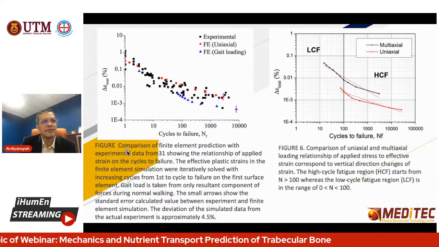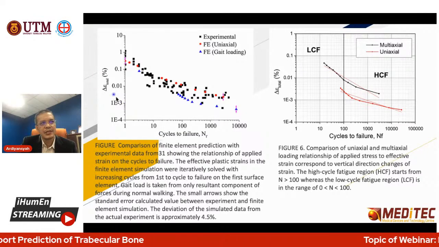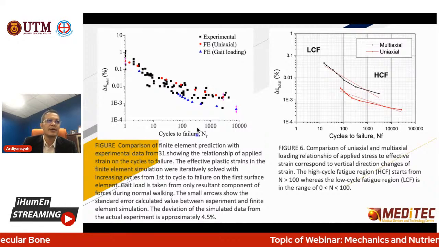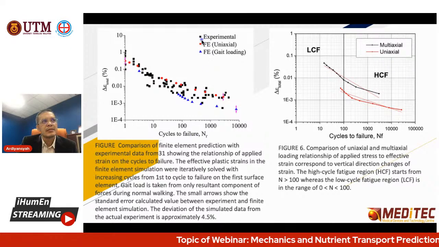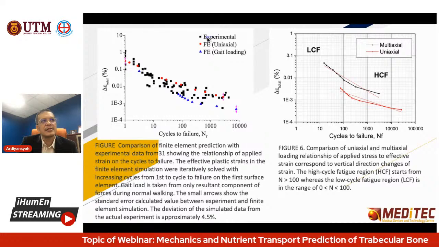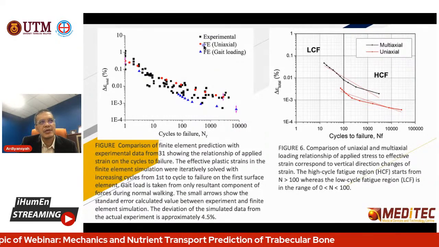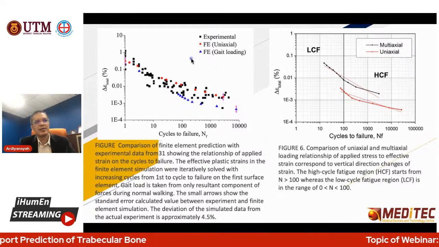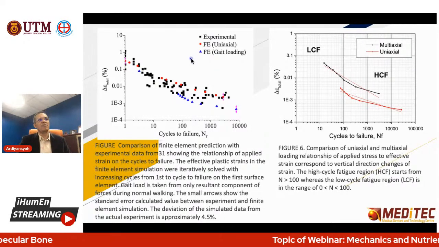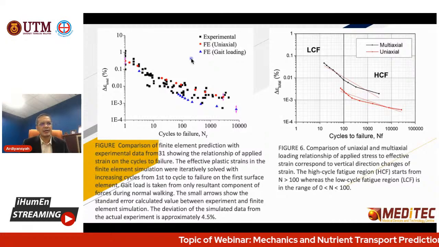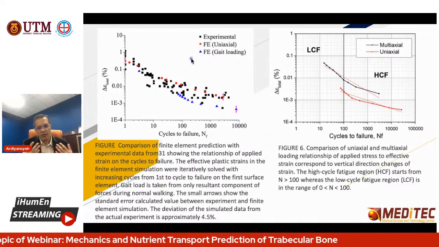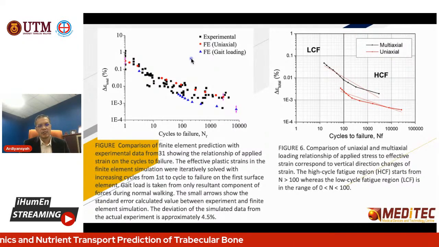Okay, this one is the figure showing the reduction of strain percentage with cycles to failure. The black one is the experiment, the red one is the FE, and the blue one is the FE gait, the gait loading. You can compare here. If you look here, the gait loading actually makes the cancellous bone fail faster compared with the uniaxial.